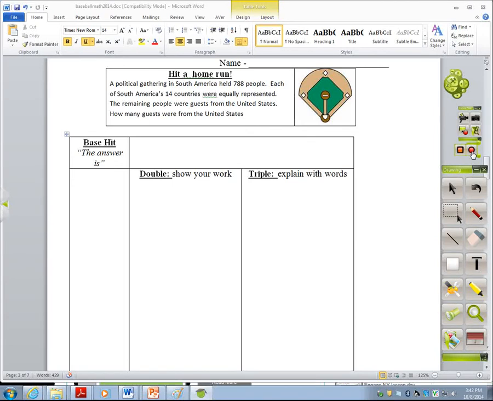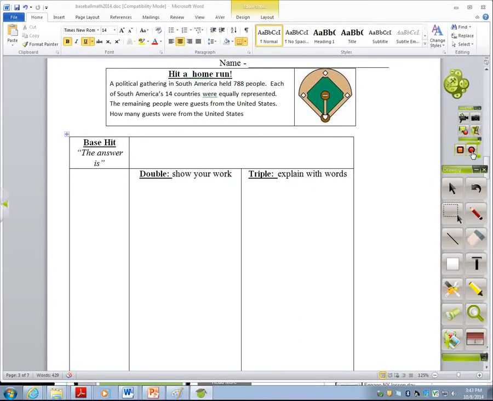All right, this one, luckily, is a lot easier than the last caramel problem. Okay, a political gathering in South America held 788 people. For some reason, I'm imagining something that looks like Congress or the United Nations, a big gathering place like a convention. So it helps to visualize that.